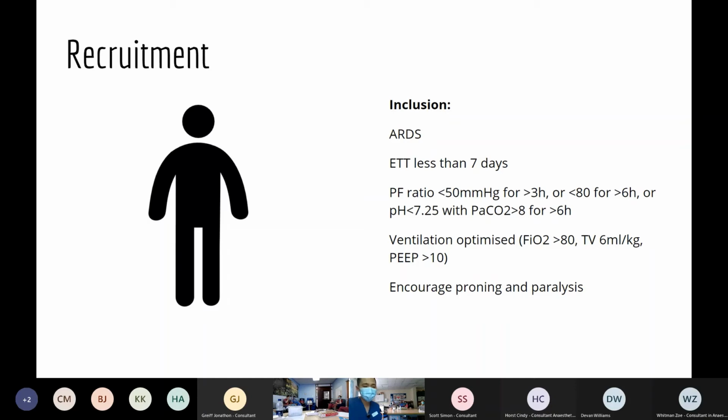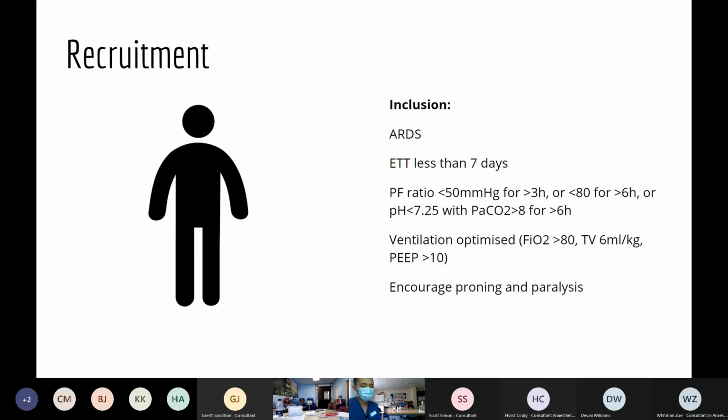So I'll talk a bit about inclusion and who they recruited. They screened 1,000+ patients and recruited about 200. They included patients with ARDS who were intubated for less than 7 days. And these patients should have a PF ratio of less than 50 for more than 3 hours. Less than 50 means less than, I think, 6 kilopascals. Or less than 80, which is less than 10 kilopascals, for more than 6 hours. Or who have respiratory acidosis for more than 6 hours.